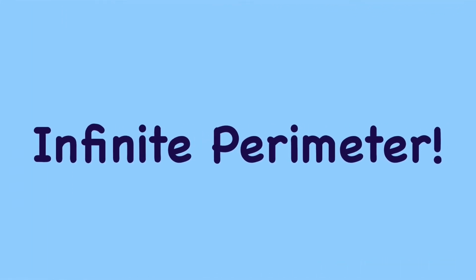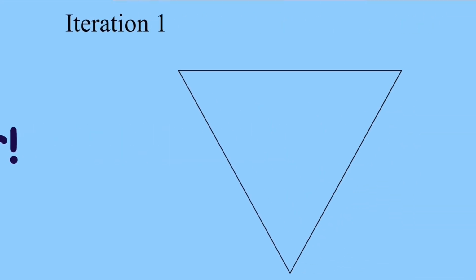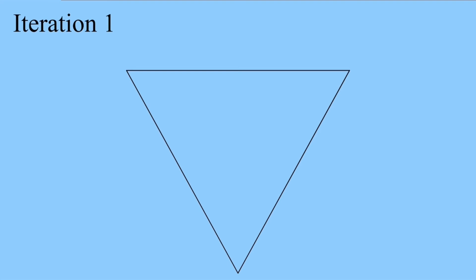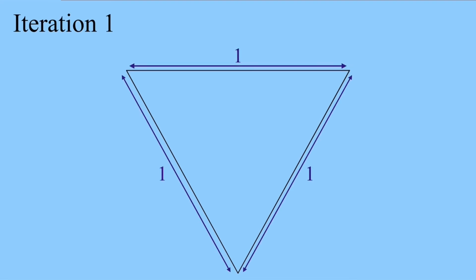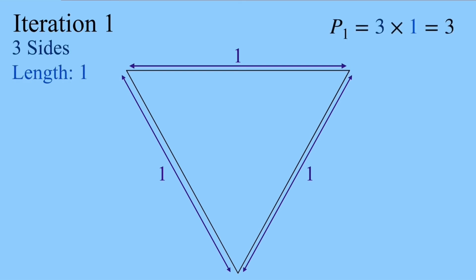And now finally, let's look at proving that the Koch Snowflake has an infinite perimeter, despite its finite area. So again, we'll start off with a base case with iteration 1. But this time, instead of saying that the area of the triangle is 1, we're going to say that the side lengths are 1. And so as a result, the perimeter is simply 3 times 1, which is just 3. And this time I'm going to use p subscript 1 to mean the perimeter of iteration 1, and so on.